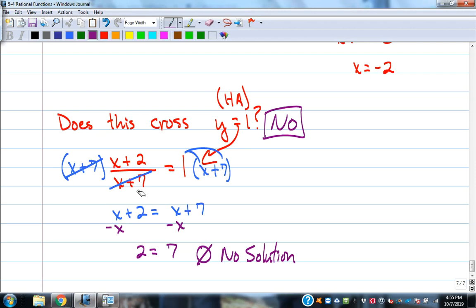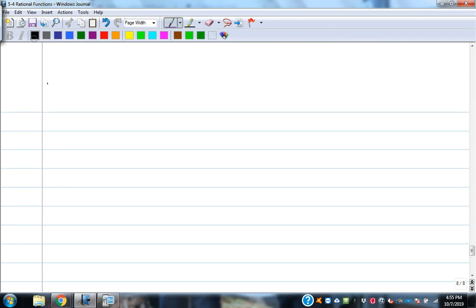Same thing happens if it's an oblique asymptote. You're going to set it equal to it and solve. You might have to do a little bit more algebra to get there. We'll do one of those here and see what happens. Let's do one like that. Example B.